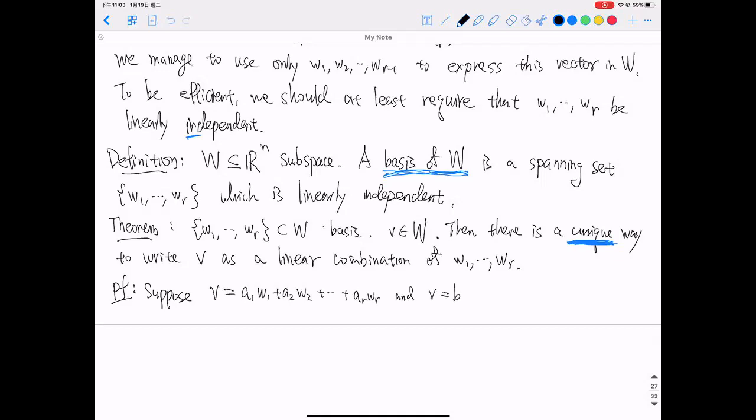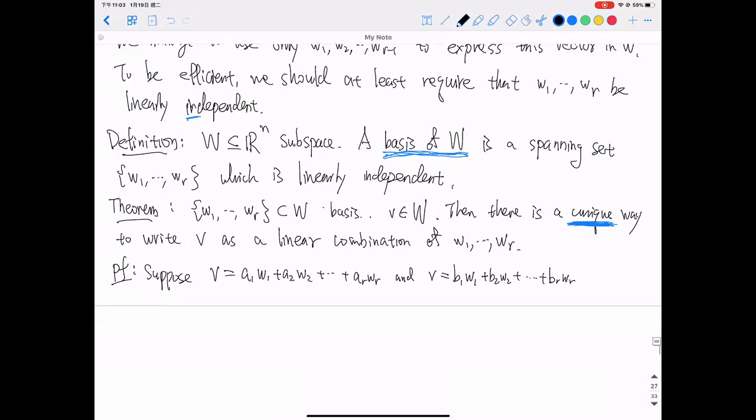That's V equal to A1 W1 plus A2 W2 plus and so on up to AR WR. And also V equal to B1 W1 plus B2 W2 plus and so on up to BR WR. Then we know that if we take V and subtract V, we get a zero vector. That's natural.